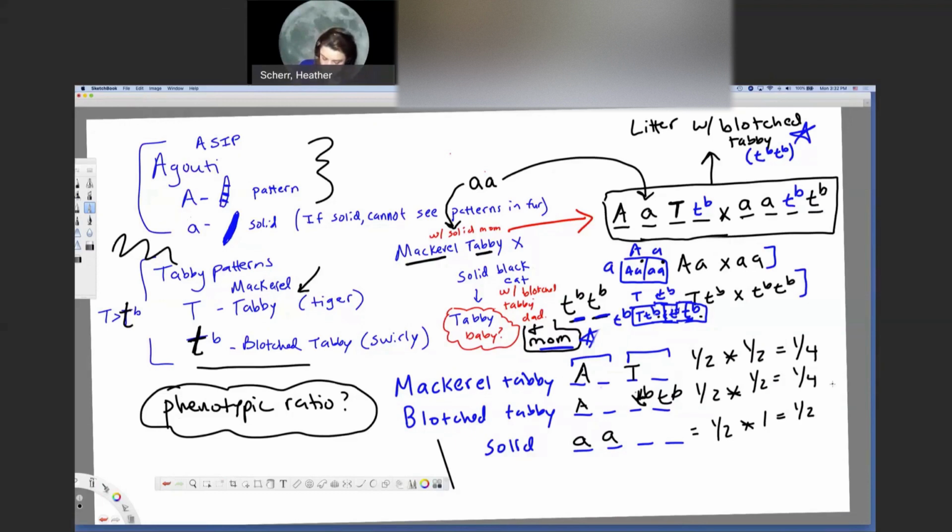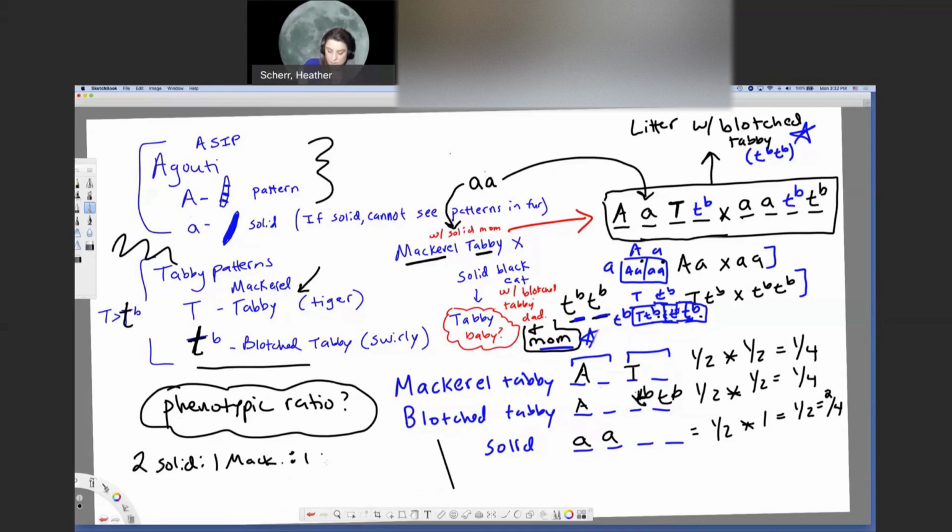Okay, so then you turn that into a ratio. It all has to have the same denominator. So what do we expect? We expect 2 solid babies for every 1 mackerel tabby baby, for every 1 blotched tabby baby. Will it happen exactly like that? No, but that's the ratio we'd expect, especially if they have a lot of litters.